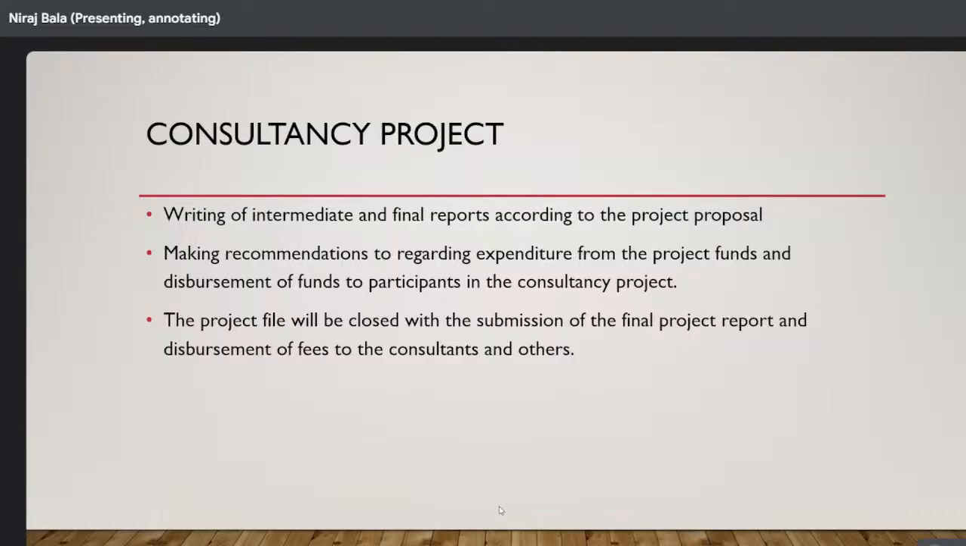Mostly a consultancy project is project-wise, whereas a research project may run for 3 years and you have to carry out that project. Consultancy work can be anything, a small work or a large work, given by the outside agency. Here also the main person involved will be responsible for preparation of reports, making recommendations, preparing the project file, submission of the final project report, and making sure that the fees are taken.